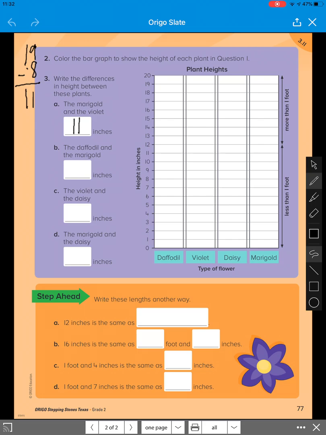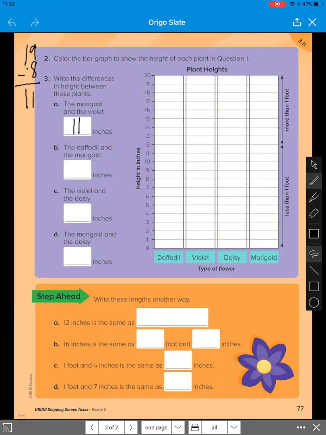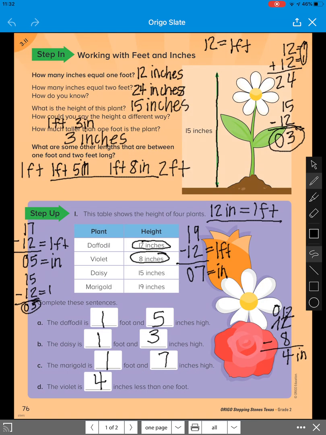Then it says the daffodil and the marigold. So let's go back and look. The daffodil is 17 and the marigold is 19. So I'm going to do 19 minus 17. 9 minus 7 is 2. 1 minus 1 is 0. So it's 2 inches.